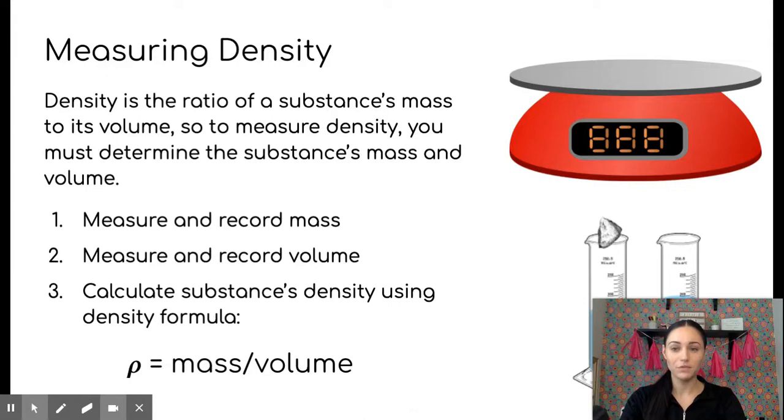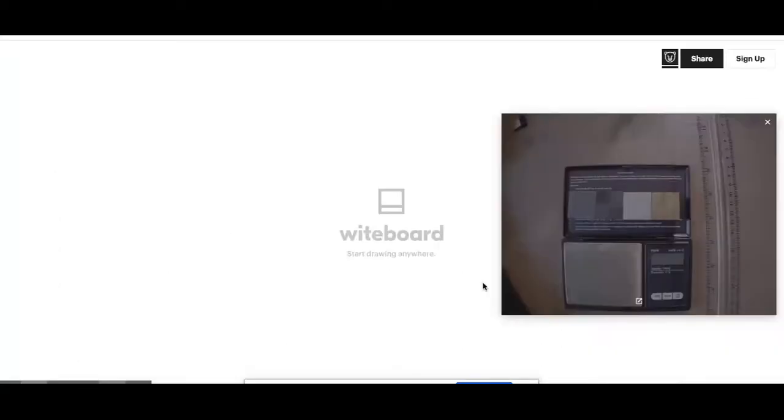So as we've just discussed, density is the ratio or the relationship between a substance's mass and its volume. In order to measure the density of a substance, we would need to know its mass and its volume. So we will need to measure the mass, measure the volume, and then use our density formula to calculate the density. Now I'm going to show you a couple examples of how this is done in practice.